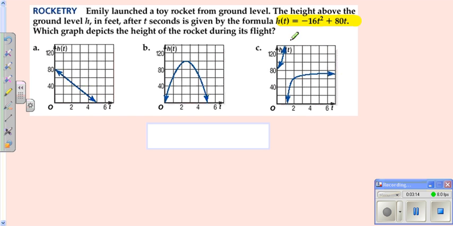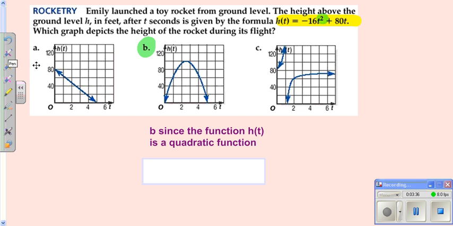This one here is a rational function. You'd have a vertical asymptote here. Typically, this would be going off to the left, but it's stopping because you can't have a negative time. We'd have no vertical asymptote for this problem. You should realize that since we have a squared term right here, it ends up being quadratic, and all quadratics are the shape of a parabola, which is the center one.